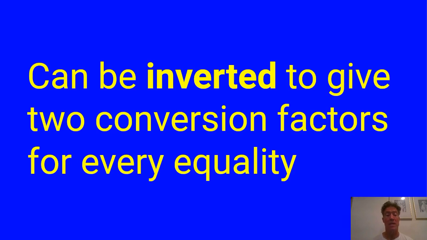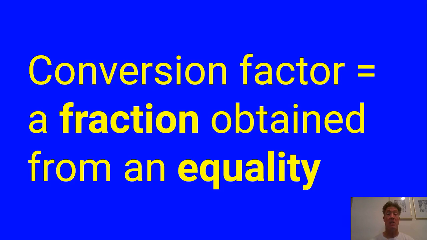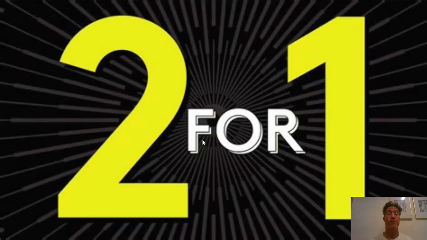So that's super important because the version of the conversion factor we're going to use is going to depend on what we want to cancel and what we want to keep. But we have to remember that. We can make a conversion factor from any equivalency. We just stack them as a ratio. And that fraction can be flipped. Because it's a 1-to-1 ratio, it can be flipped and we preserve the equality. It's a 2-for-1 special. You get 2 conversion factors for every equivalency.